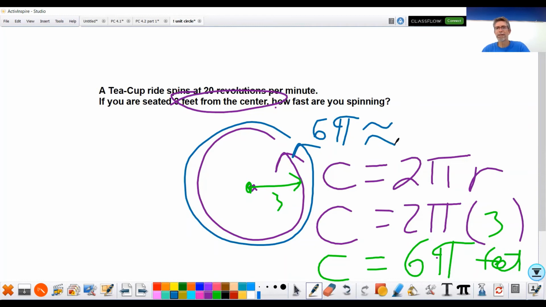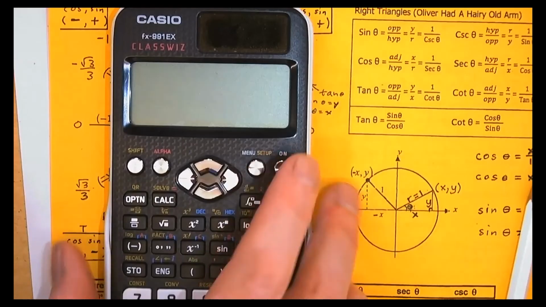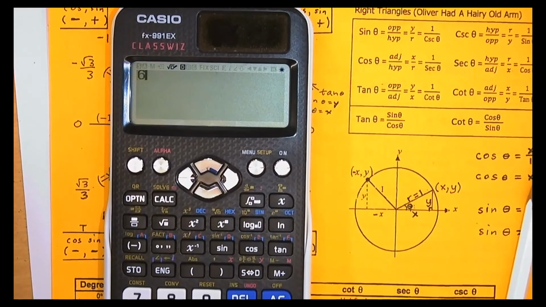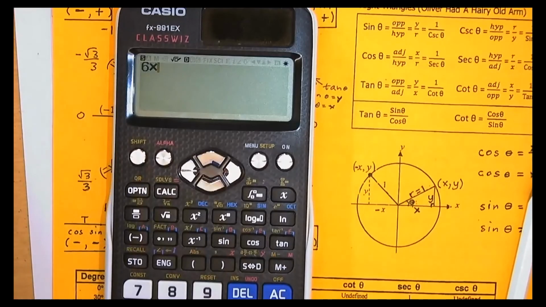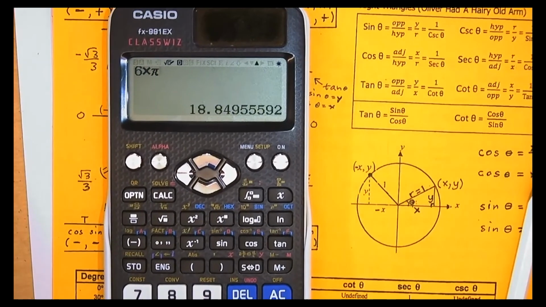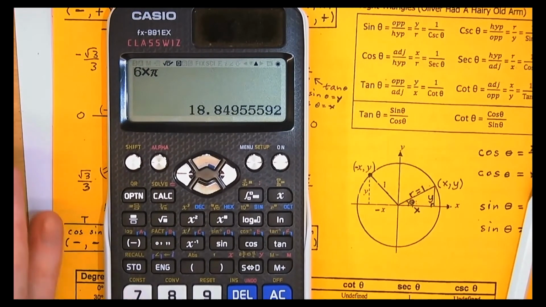And what is that on a calculator? I want to multiply it out. I use the pi button because it's more accurate than rounding off to 3.14. So I'm going to go 6 times pi. There's 18.84. Now I could put it as a decimal or I could just leave it.